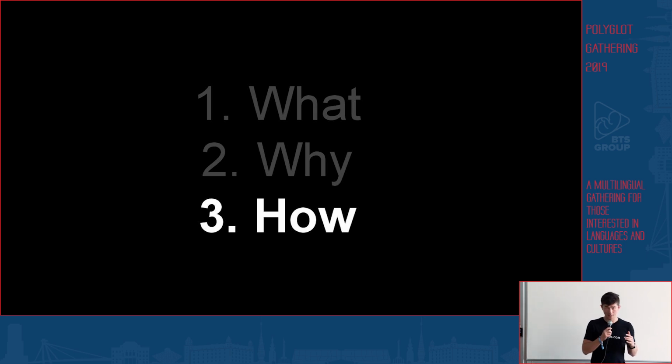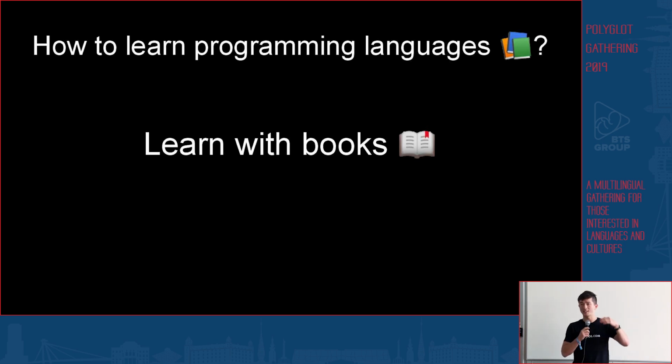Okay, so how to learn programming languages. I'm going to go from the ways I recommend the least to the way that I recommend the most. So I'm going to start with the books.